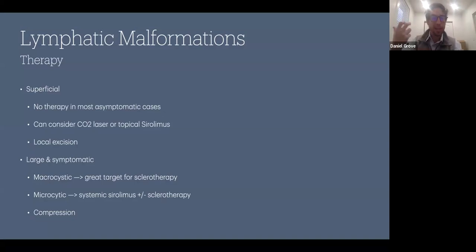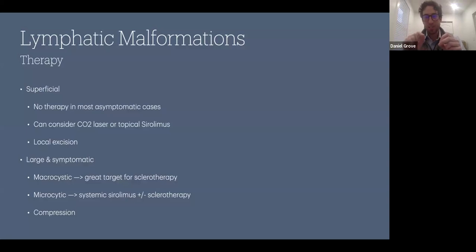For larger or more symptomatic lymphatic malformations, this is really where our colleagues in interventional radiology come into play. Macrocystic lymphatic malformations respond wonderfully to sclerotherapy. The reason is, think of a lymphatic malformation as a large sponge, like I said before, with multiple pockets, each filled with lymphatic fluid. For the large cyst, it's very easy to get in there with a needle and introduce a sclerotherapy agent.